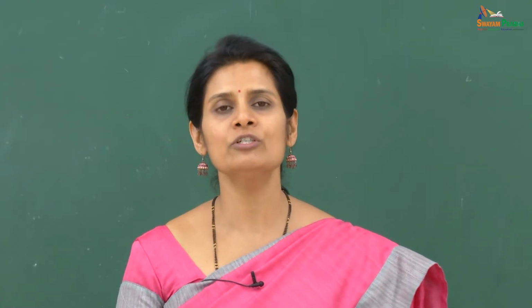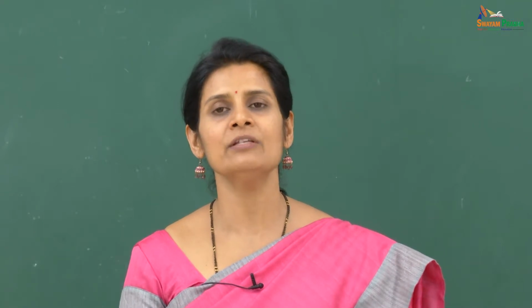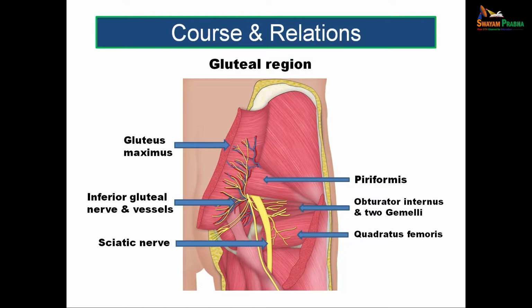It is covered superficially by gluteus maximus, which is the muscle lying deep to the deep fascia in the gluteal region. As it emerges below piriformis, it will descend down to reach the thigh. Deep to this will be the ischial surface, that is the body of the ischium. Next to this you will find the obturator internus and the two gemelli.